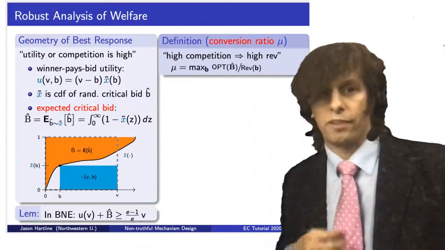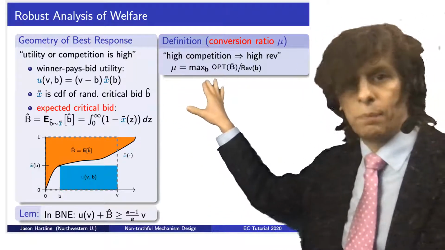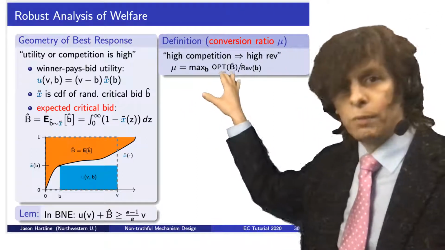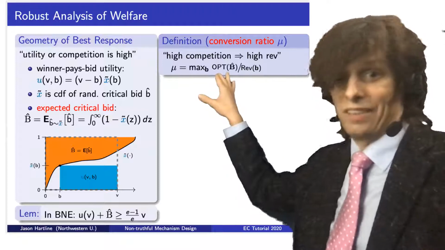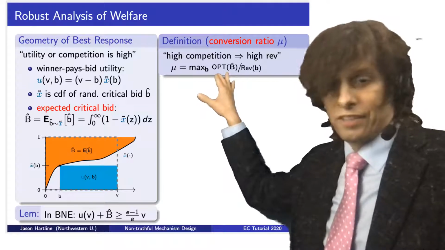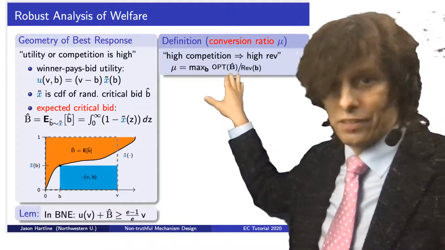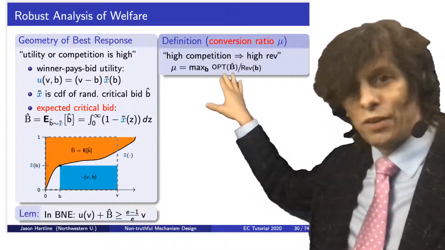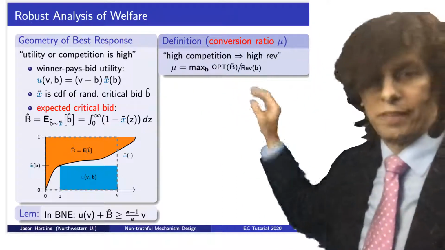Okay, and we'll define it as follows. The conversion ratio mu is going to be the max over all bids you could potentially put into the auction of the optimal way to allocate, imagining those bids or values. So suppose you wanted to maximize the sum of values of the bidders. Then that's what OPT would do. But what if instead of values we put in these expected critical bids for the bidders? Okay, so mu maximizes over all bids the ratio of the optimal welfare of critical bids to the revenue that we got with those bids.